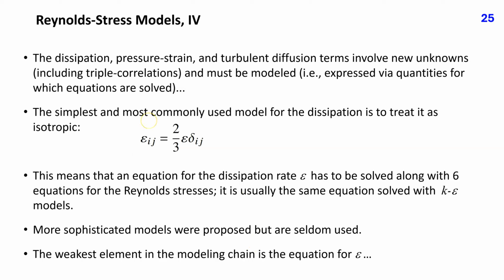This means that an equation for the dissipation rate epsilon must be solved along with 6 equations for the Reynolds stresses. More sophisticated models for the dissipation tensor were proposed but are seldom used. Thus, the weakest element in the modeling chain of Reynolds stress models is the equation for epsilon.